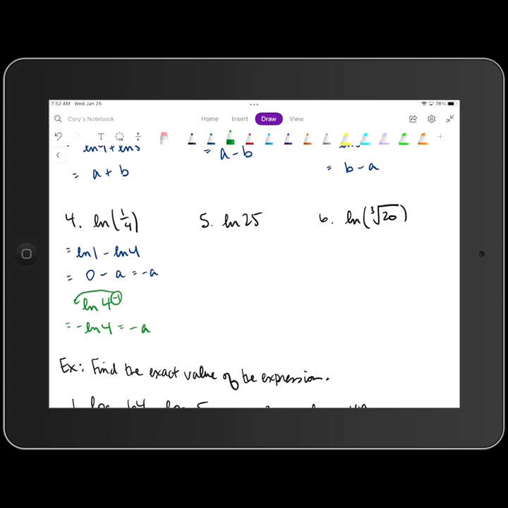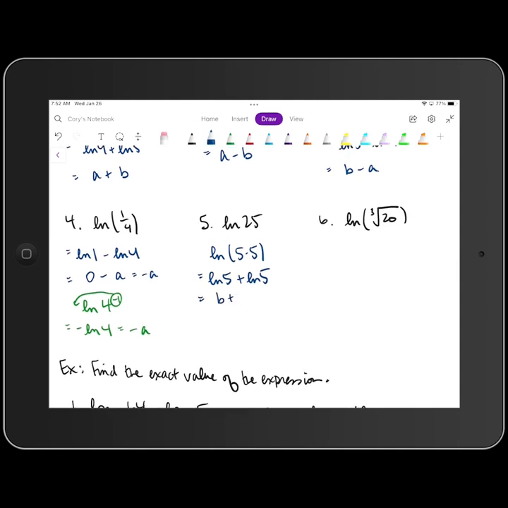With number 5, the natural log of 25, once again, you have two ways that you can approach that one. So 25 is 5 times 5. So because we're taking the natural log of a product, we can separate that into the natural log of the first factor plus the natural log of the second factor. The natural log of 5 is b, so this becomes b plus b, which makes that expression equal to 2b.